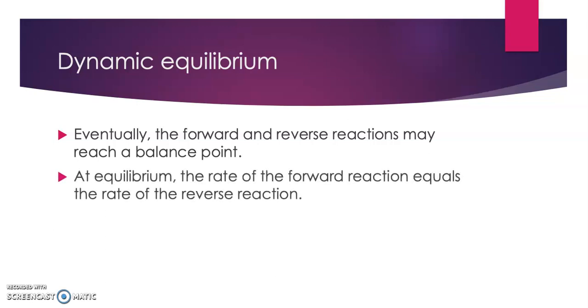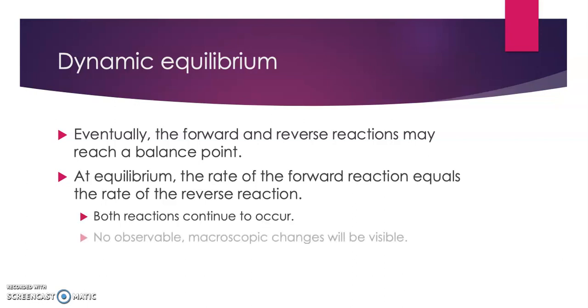At equilibrium, the definition of equilibrium is that the rate of the forward reaction equals the rate of the reverse reaction. That's really the definition here. So the forward process is happening at some rate, the reverse process is happening at the same rate. The net effect is that both reactions continue, but on a macroscopic scale, we're not seeing changes. We don't see changes in concentration. We don't see changes in color.